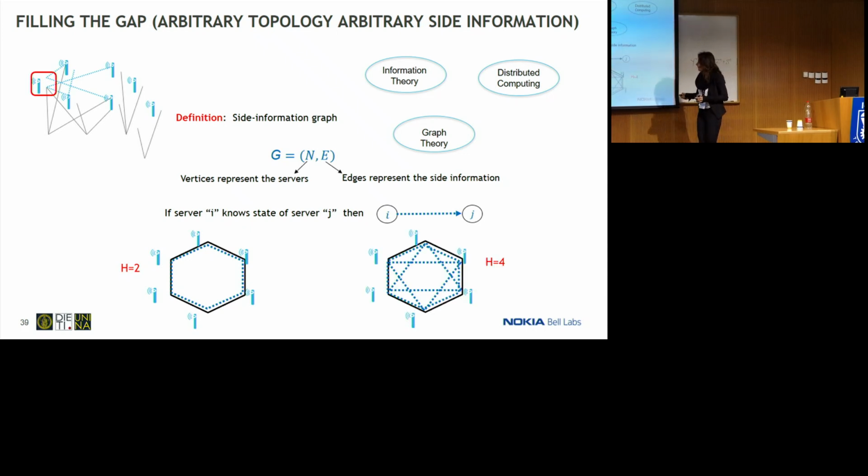Now, assume that instead H is equal to 4. So each node knows the state of this and then the state of this, and this node knows the state of this and the state of this. And this is true for all the other ones. Then in this case, the side information graph is given by this graph.